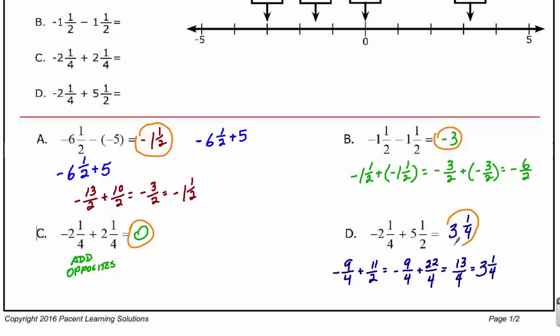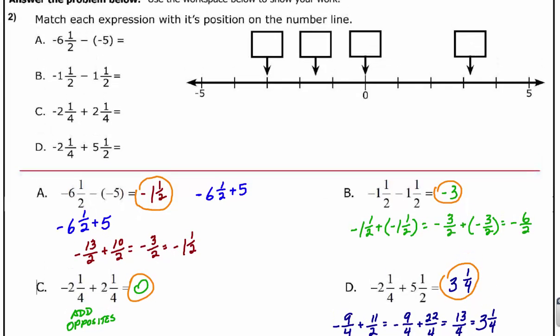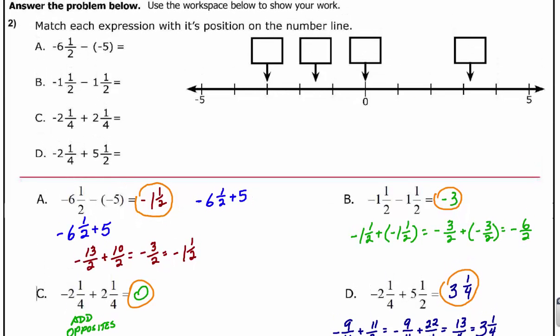So let's take those now, and let's put them all right back up here. So A, negative 1.5. C, 0. B, negative 3. D, 3 and 1/4. And now we can start moving them into our number line.